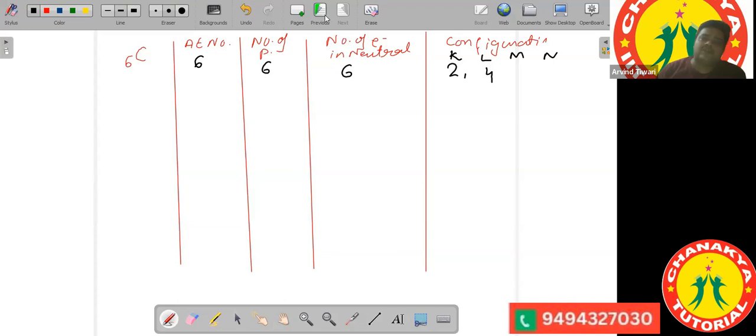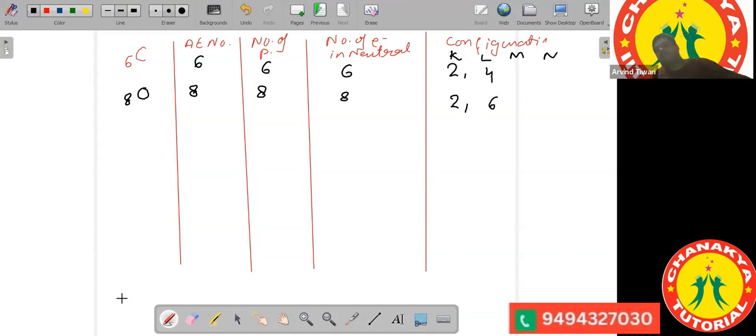After carbon, I gave you oxygen. Atomic number is 8. So it will have 8 protons and there are 8 electrons in the neutral atom, right? Hence they will be arranged like 2, 6: 2 in the K shell and 6 in the L shell.